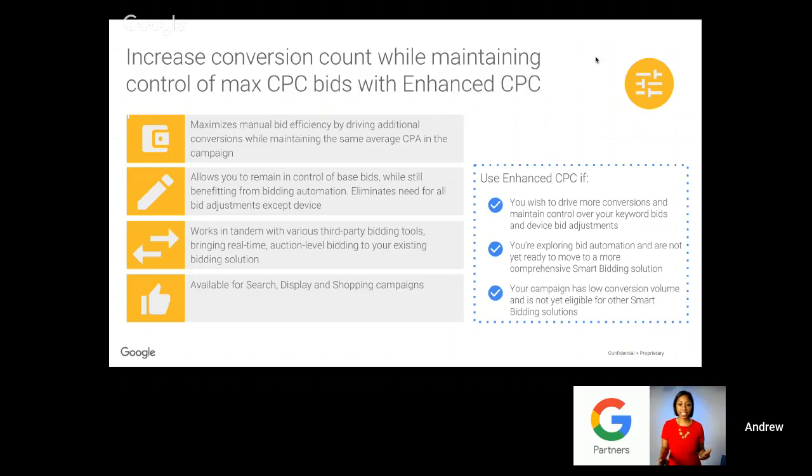And then lastly, make sure that your campaign has a low conversion volume and is not yet eligible to use other smart bidding solutions. That'll make sure that enhanced cost per click is really the right solution for you to be using, rather than maybe one of our other more advanced bid strategies.